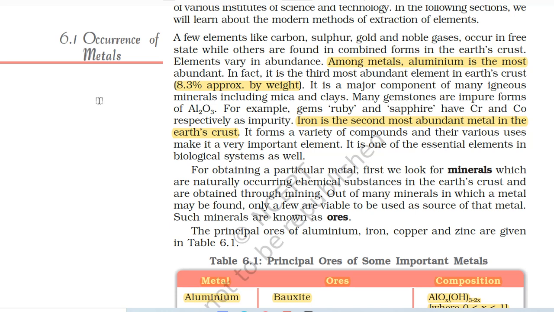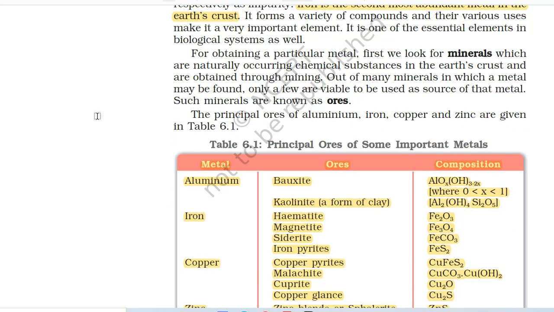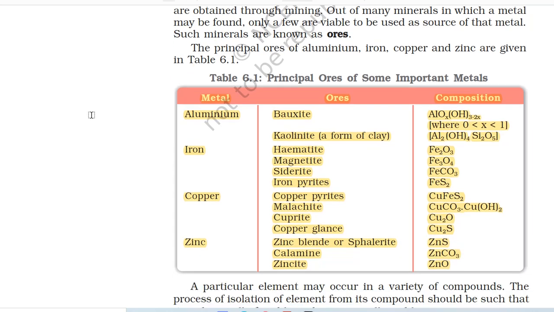For obtaining a particular metal, first we look for minerals which are naturally occurring chemical substances in the Earth's crust and are obtained through mining. Out of many minerals in which a metal may be found, only a few are viable to be used as source of that metal. Such minerals are known as ores. The principal ores of aluminium, iron, copper and zinc are given in Table 6.1. Table 6.1 Principal ores of some important metals.